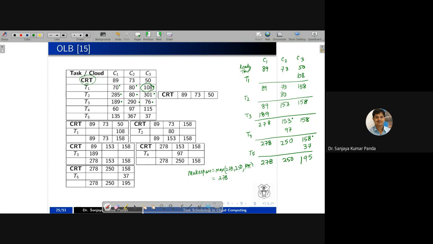Similarly, utilization can be determined if you calculate the average utilization. Individual utilization is nothing but 278 by 278, 250 by 278, 195 by 278. But if you want to determine the average utilization, that is 278 plus 250 plus 195 divided by 3 into 278. How much are we getting? Can anybody calculate and tell?